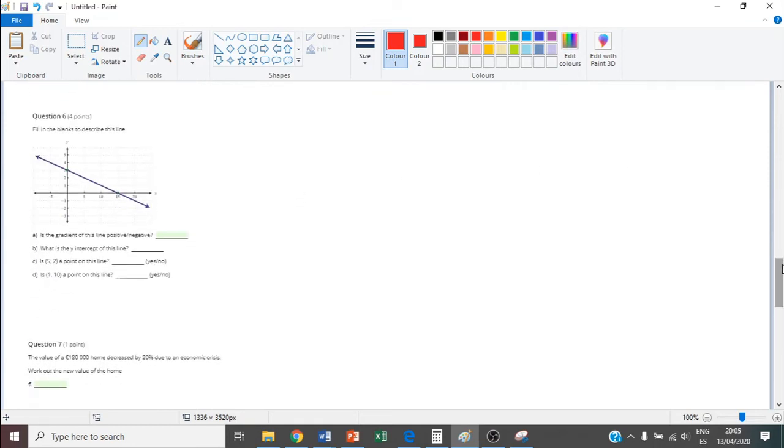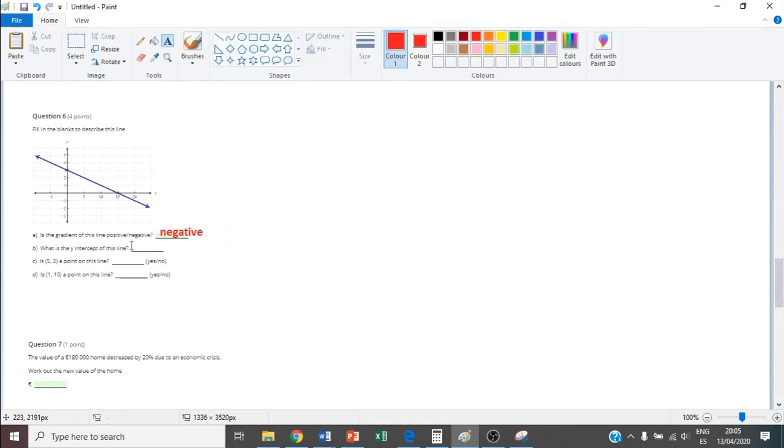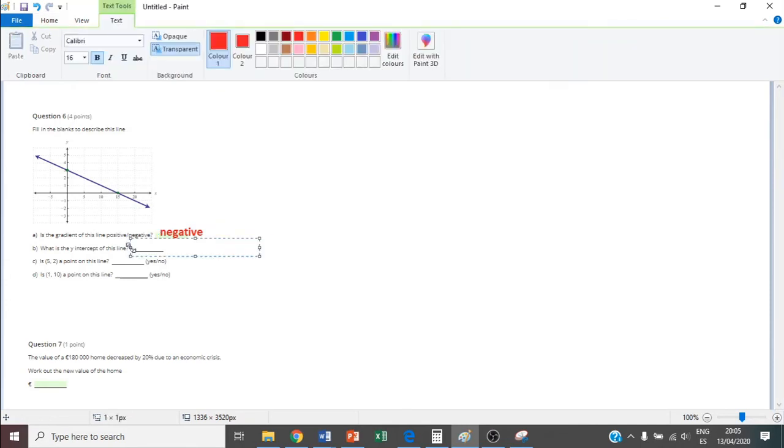Next question, again the equation of a line. Is the gradient of this line positive or negative? Now I'm hoping this is easy for us now. It's definitely a downward sloping line, so it's negative. What is the y-intercept of this line? Where does this line cross the y-axis? Again, that should be easy and obvious for us. It crosses at 3.